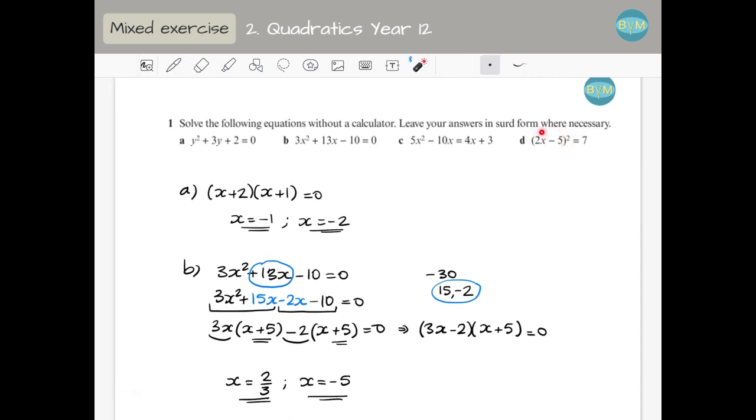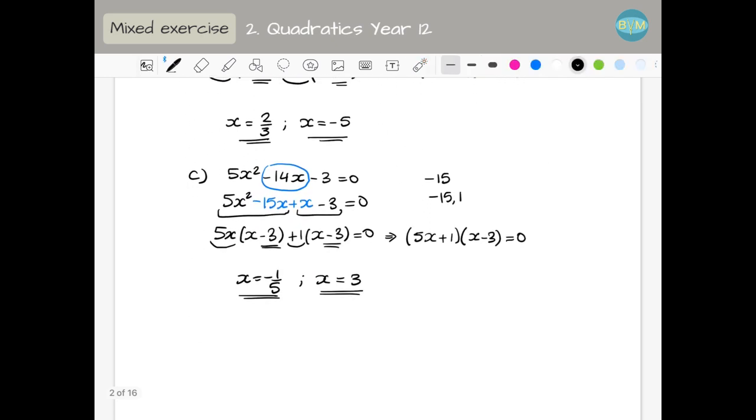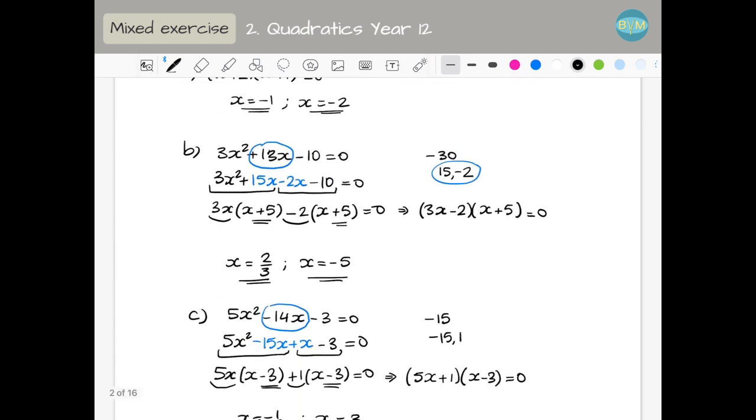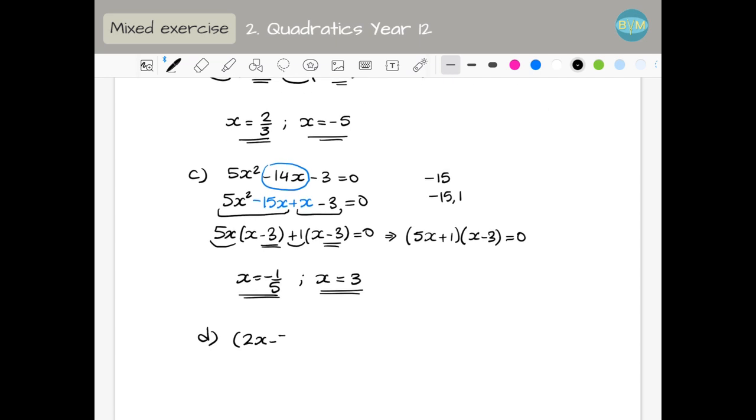And then the last one, I'm not going to expand the bracket. When you have a situation like this one, you don't need to expand the bracket and do it this way, it's longer. So what we are going to do is square root both sides, and then I have 2x minus 5 squared is 7, which means if I square root both sides, 2x minus 5 is going to be plus and minus root 7.